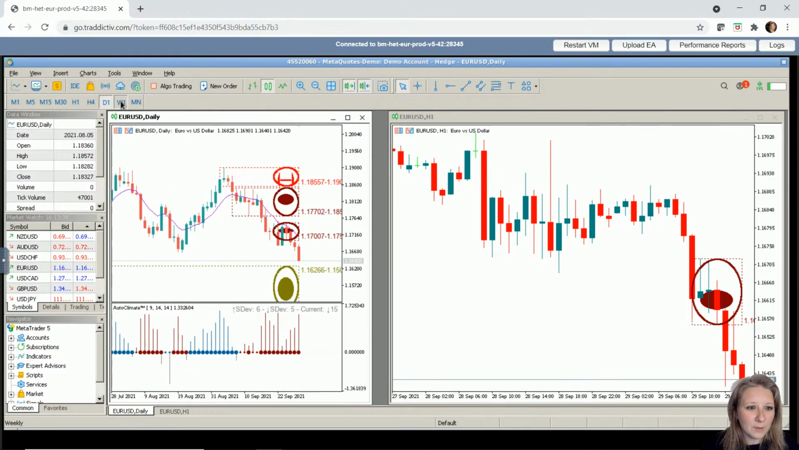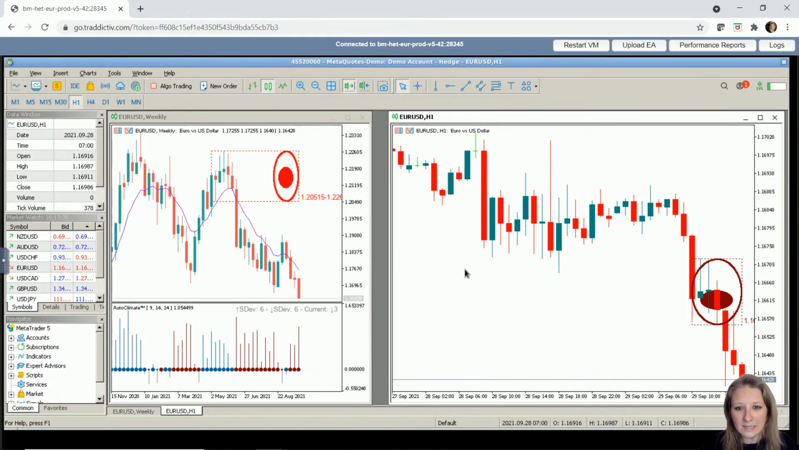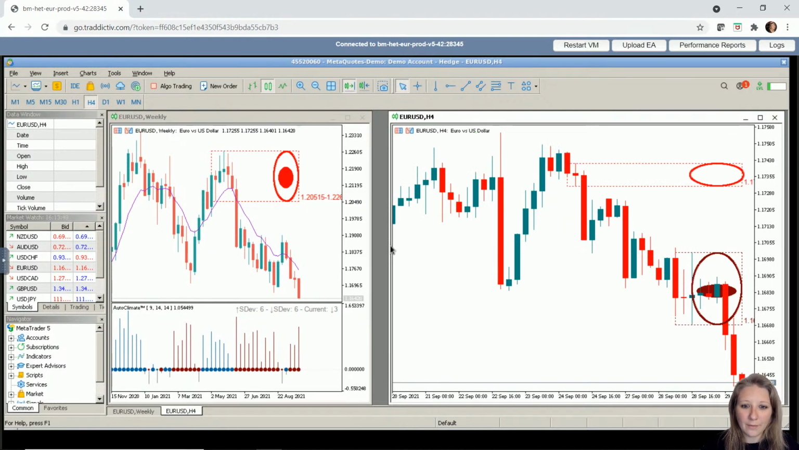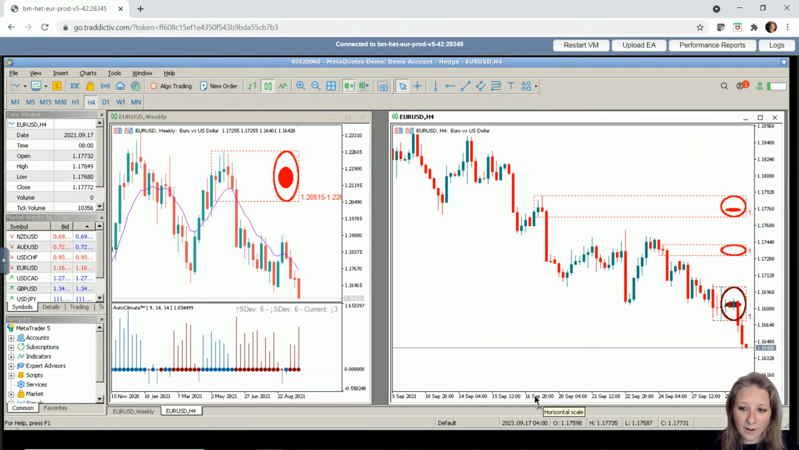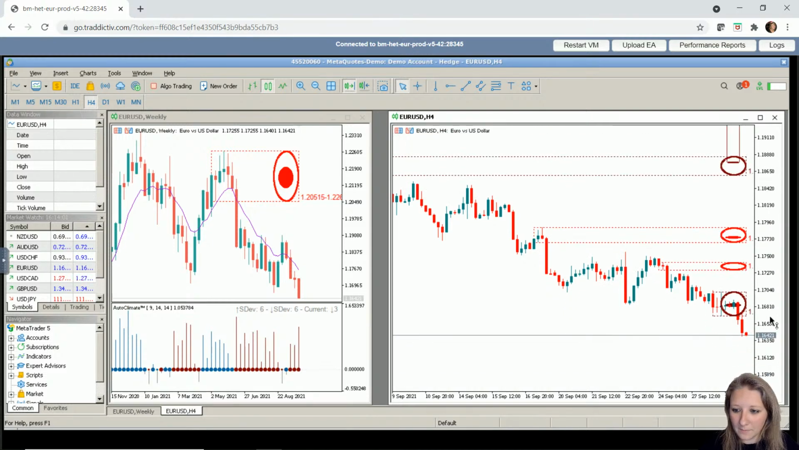Now what we're going to do is put a weekly on the left hand side and a 4 hour on the right hand side. This is because we would normally with a weekly use a 144-minute chart, but we can't get that on MT5, so we just use the closest thing we can, which in this case is a 4-hour chart. So what we're going to look at here is if we have any opportunities on bigger time frames.